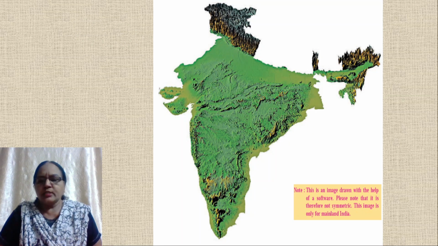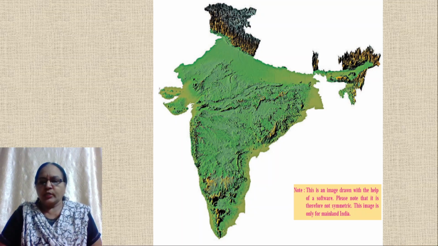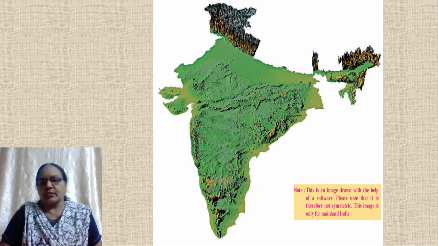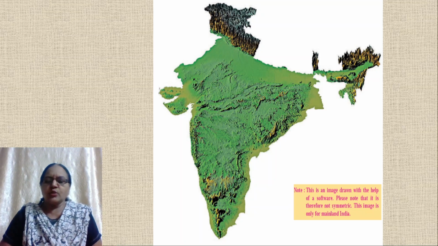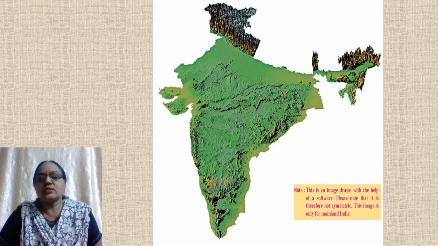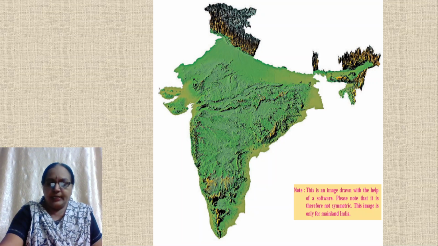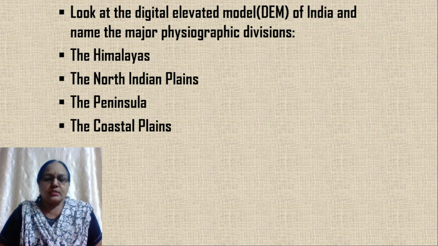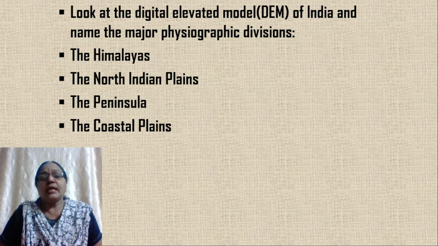Now, look at this digital elevation model of India. If you look at this map, it is not symmetric. This is just an image drawn with the help of a software, children. So, this gives you a picture of India. You can see the various physiographic divisions of India. Now, what do we call this? This is the digital elevation model of India, and you can see the major physiographic divisions.